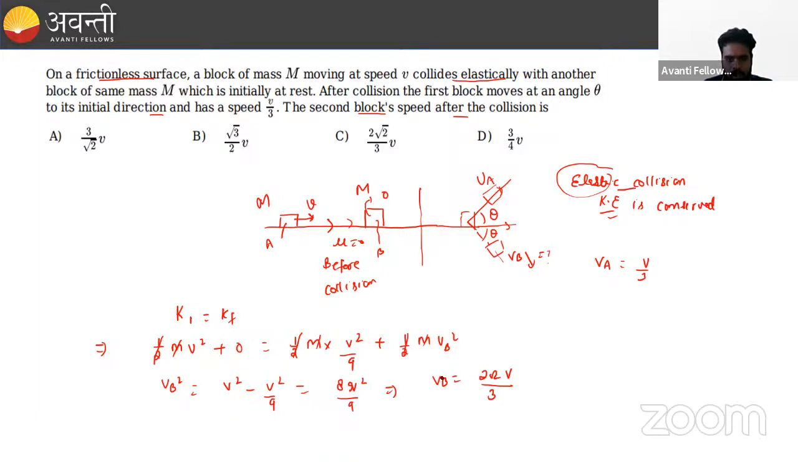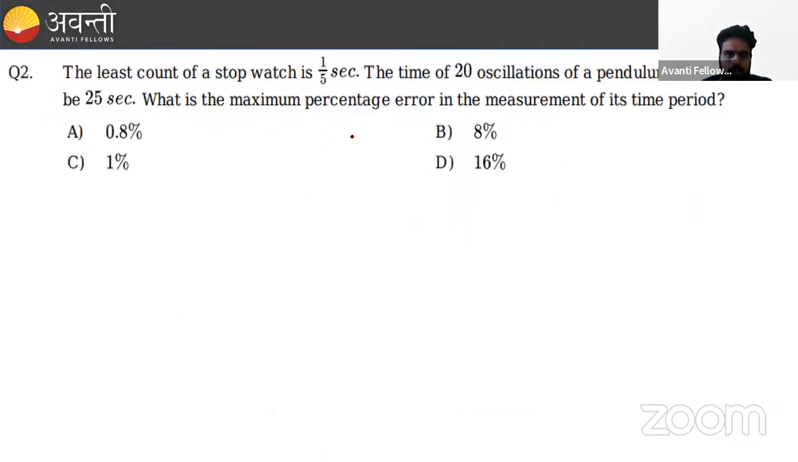This is the magnitude of velocity, and we can say this is the speed of block B after the collision, 2 root 2 V by 3. So we can say option C is the right answer, right? I hope this is clear for everyone. Let's move further to the next problem.